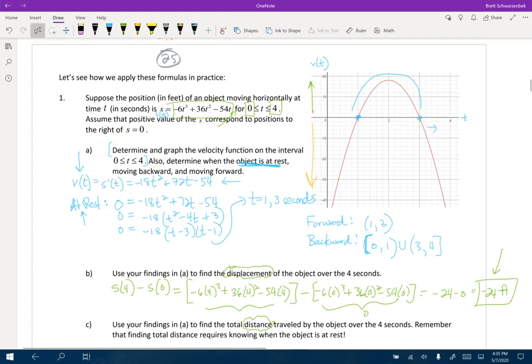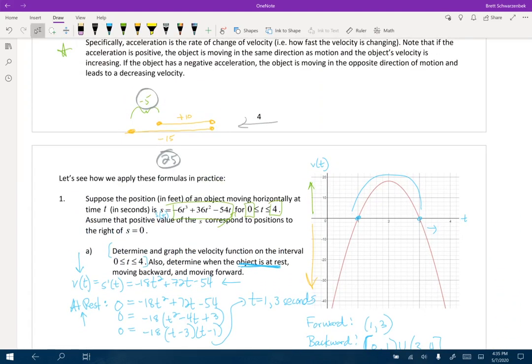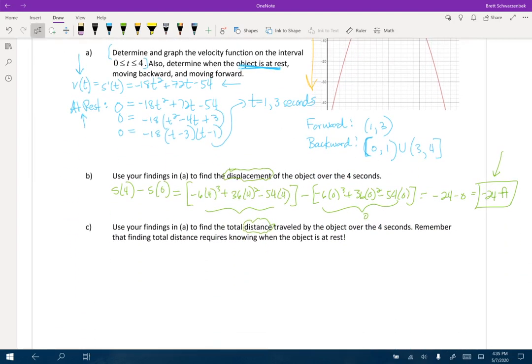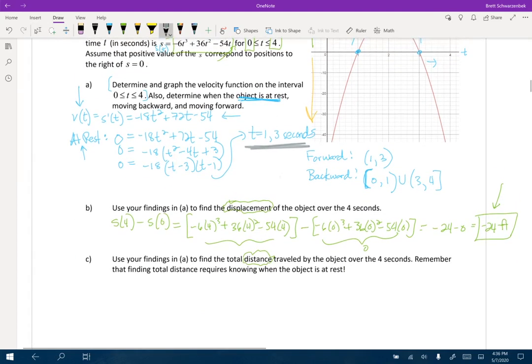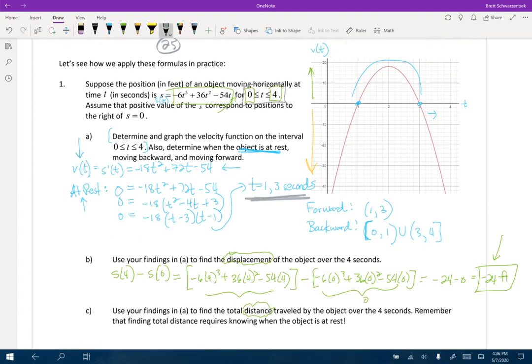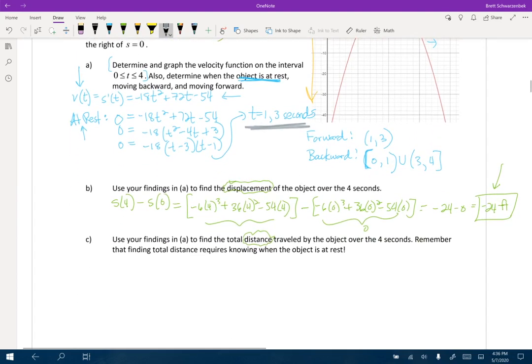So in our example, the object is at rest right here, right? So I move forward, I'm at rest, I move back. So I use this as a way to separate my lengths so that I take the absolute value of each of these. So if you recall, we found that this object is at rest at 1 and 3 seconds. So that means we need to separate our interval into divisions between 1 and 3 seconds. So what does that mean exactly?